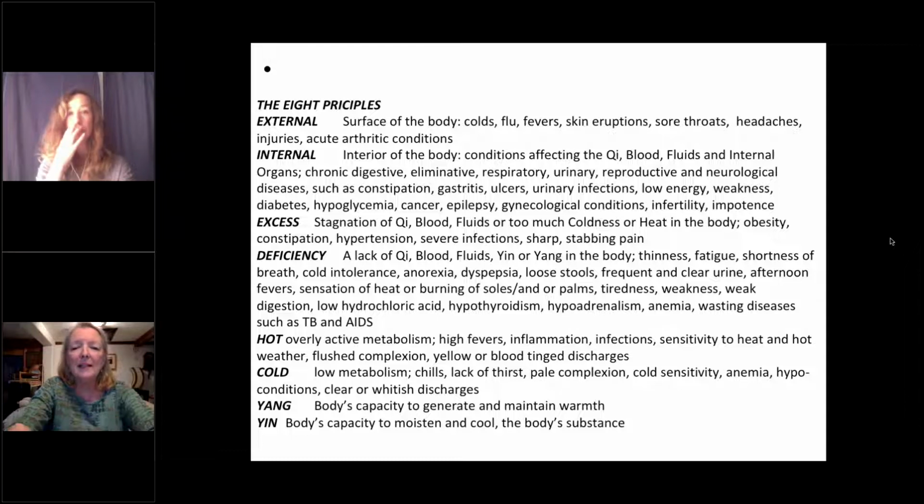Now, we're already leaping into five elements and organs, so you're starting to get a picture of what Wednesday, Thursday, and Friday are going to bring to you as we put this all together. Other question?